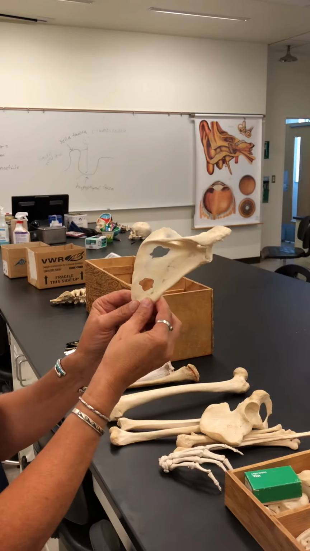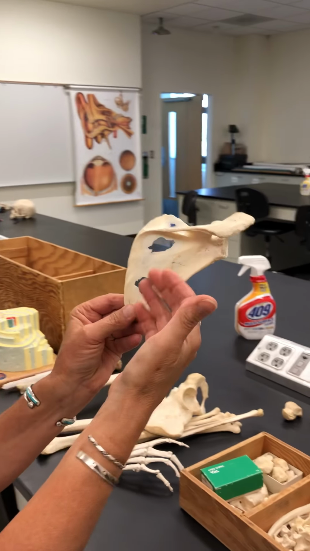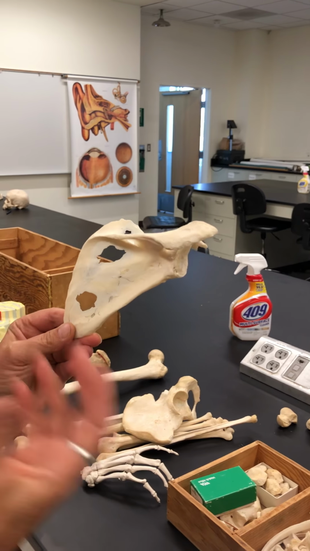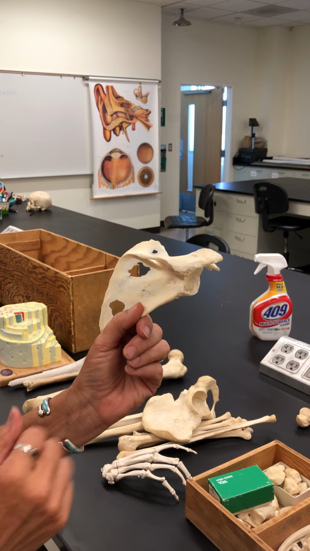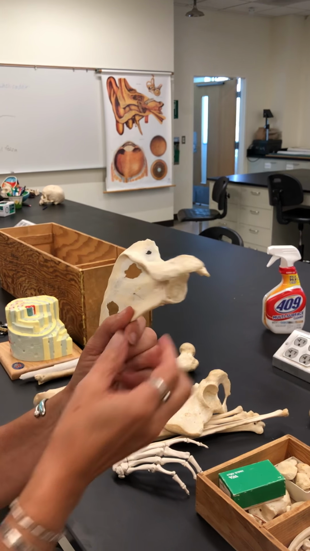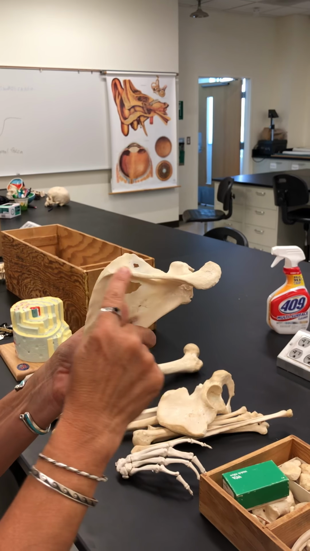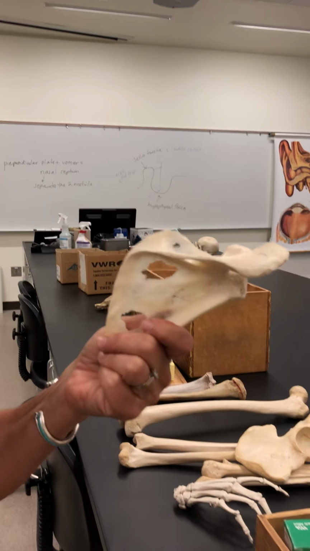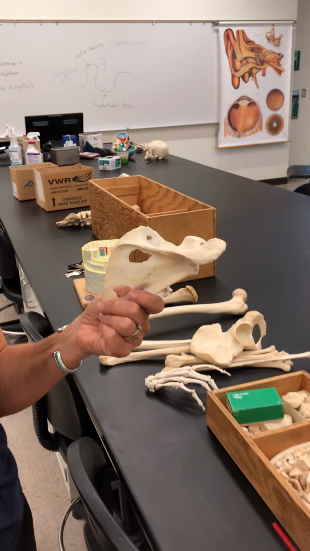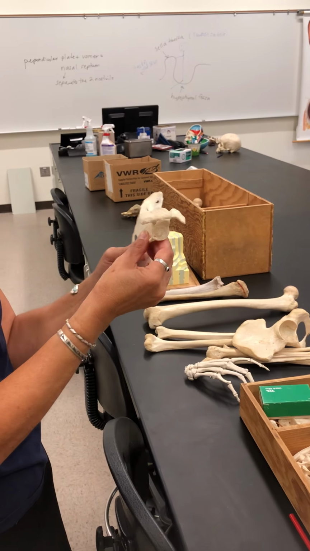Now this one has some issues because it gets so thin that it breaks. And so ours are a little bit on the sad side because they've had a lot of breaks to them just from people handling them. So this part right here that you can see is called the spine of the scapula, and you can feel that. It's on the back of your back. You can feel where that sticks out.